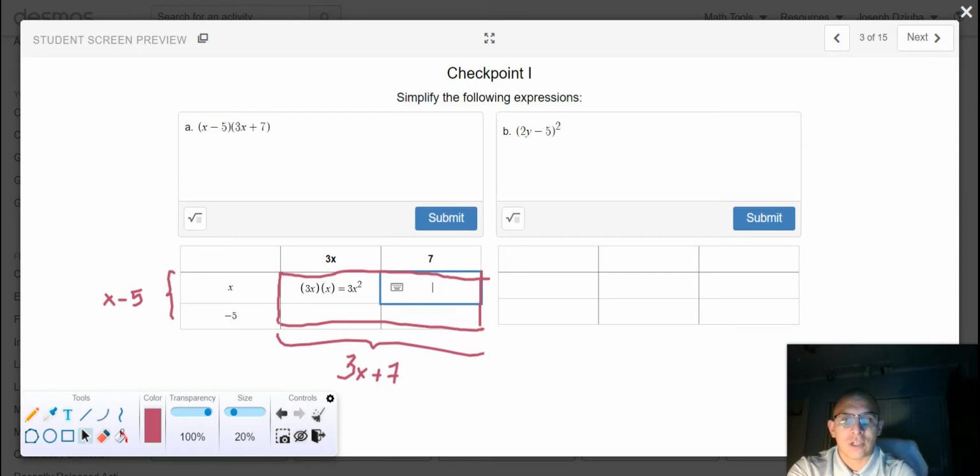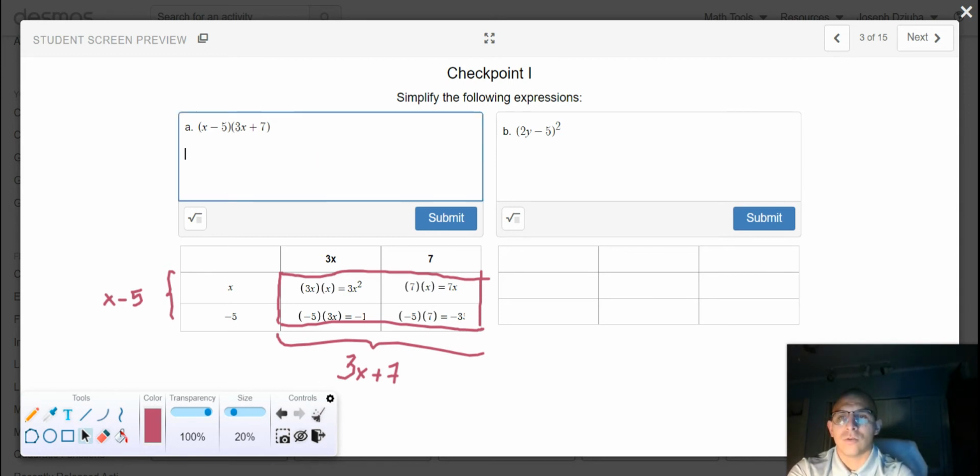In this section here, we'll have row 1, column 2, so 7 times x, which is 7x. In this location here, column 1, row 2, we'll have negative 5 times 3x, which will yield a negative 15x. And last and most certainly not least, we'll have negative 5 times 7, which will yield a negative 35. Okay, and then obviously we're going to come to our text box.